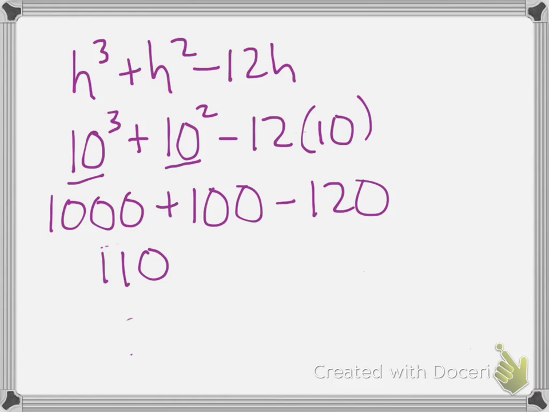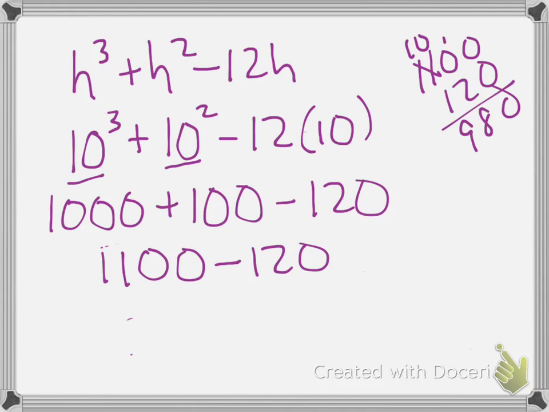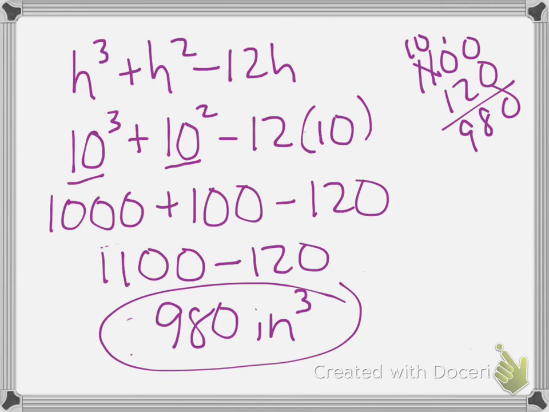So 1,000 plus 100 makes 1,100. Minus 120 makes 980. So if it was feet or inches, you'd say inches cubed or feet cubed or units cubed. So you can use your new formula. And that's it for section 12.3.